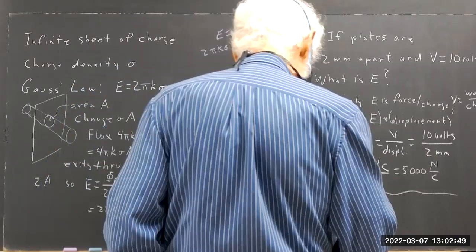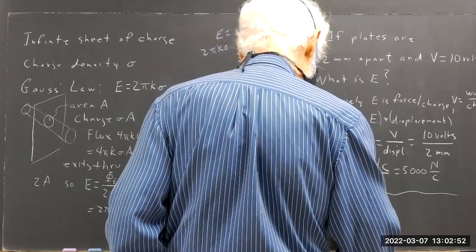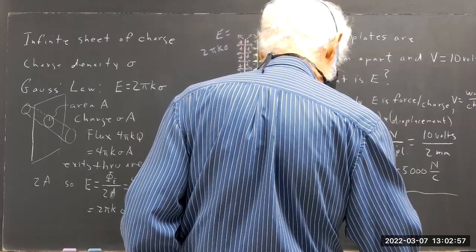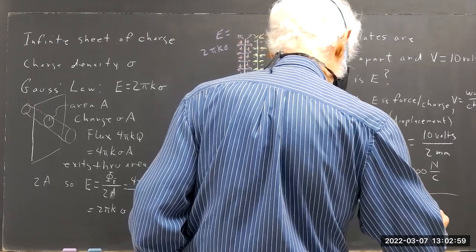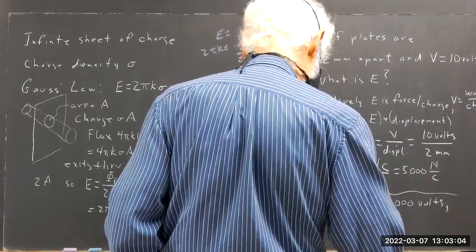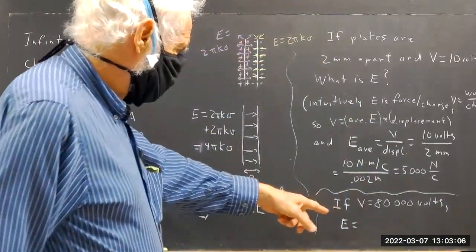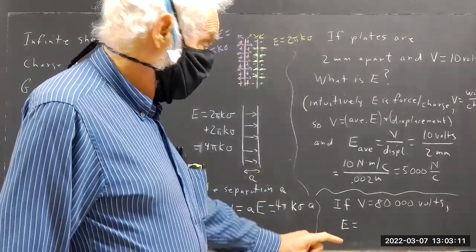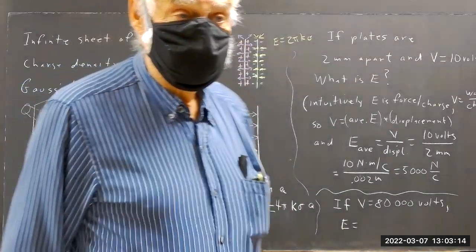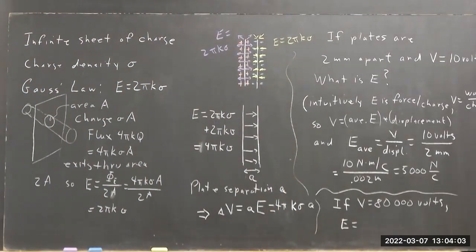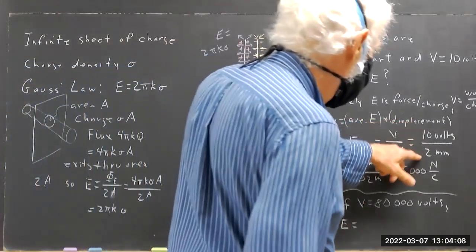So let's say the voltage is 80,000 volts, and you still have that 2 millimeter separation. What electric field do you have in there? Just think it through. It's easy to see what this would be just by comparing with what we did up here.